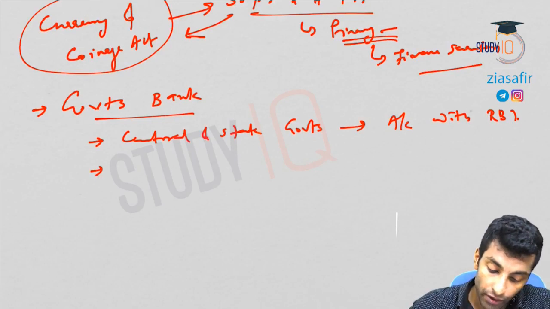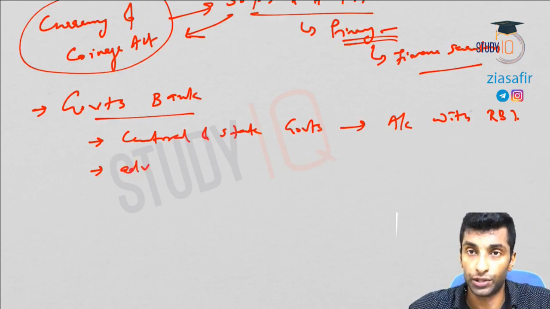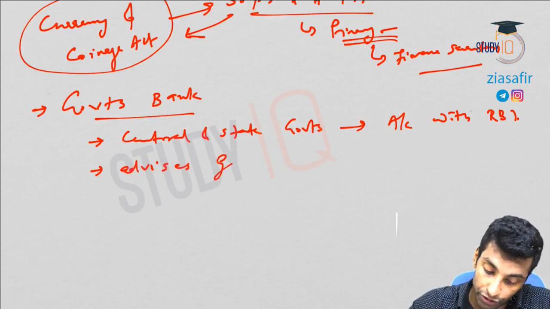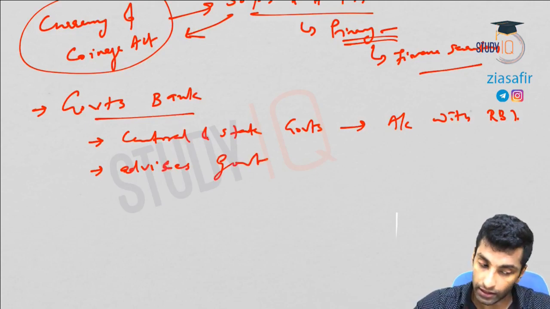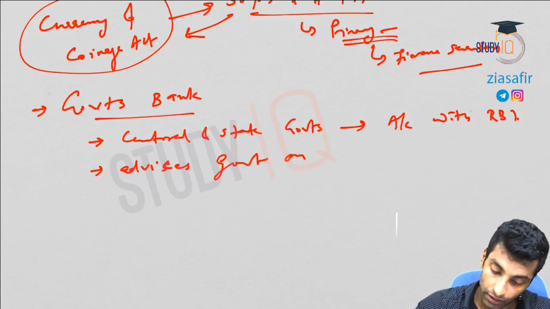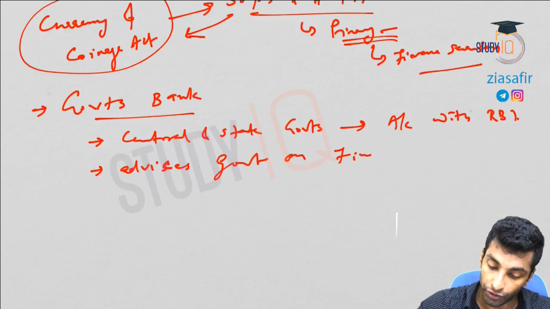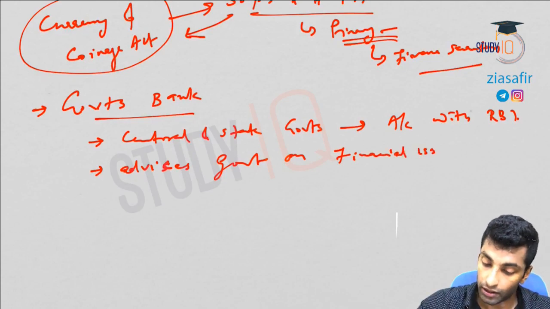And what about the next one? It advises the government on financial issues, right? So advisory function: advises government on financial issues.